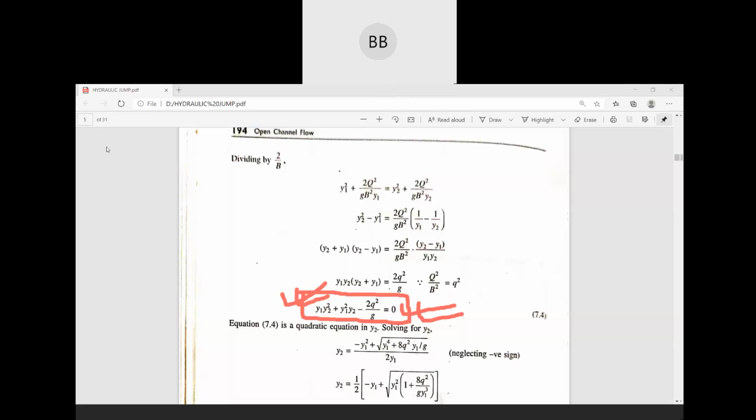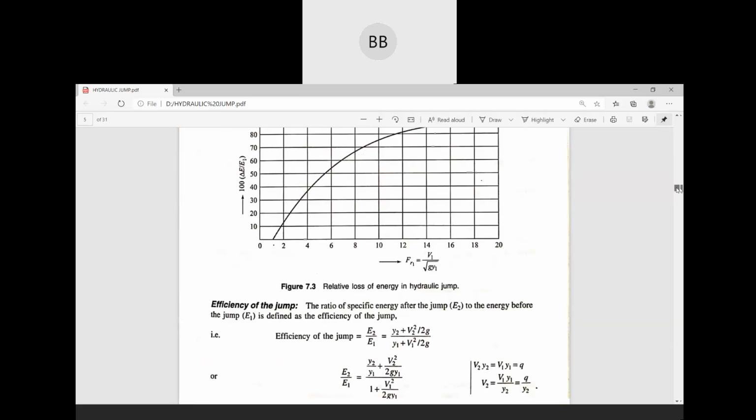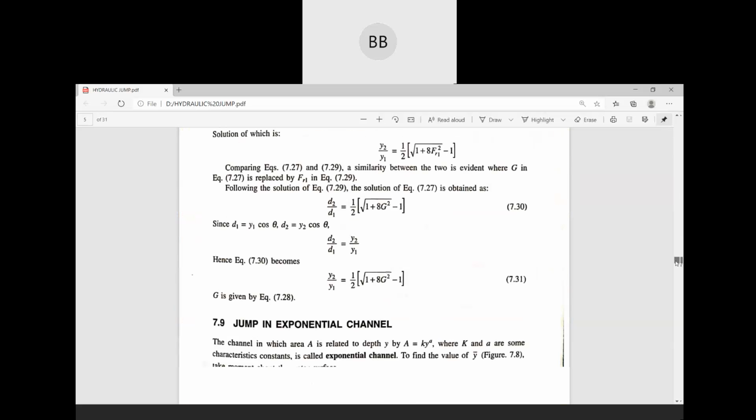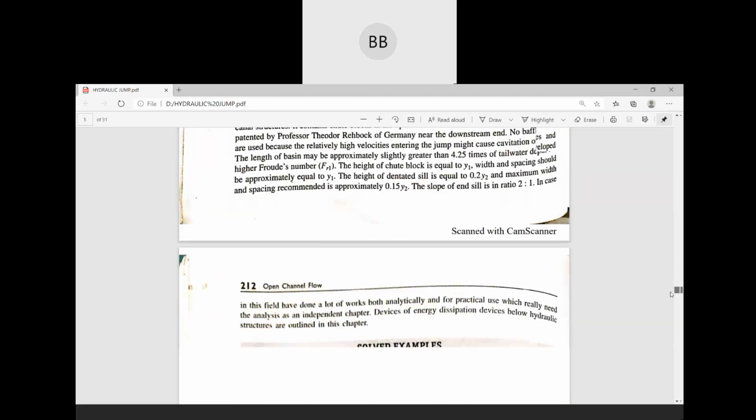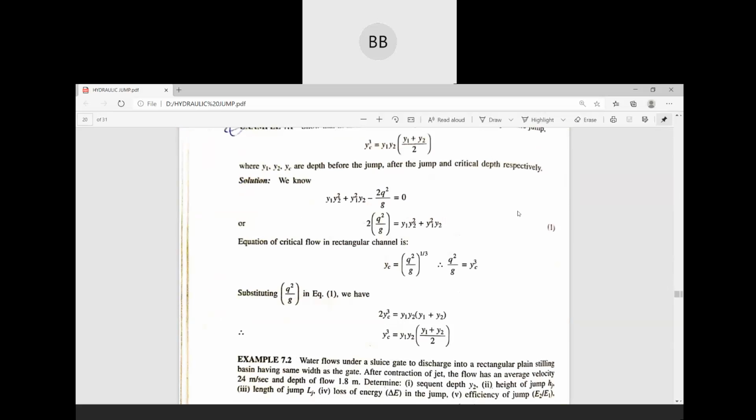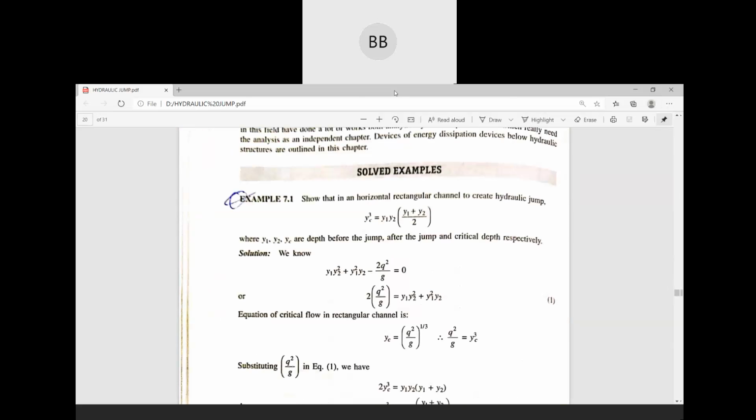Okay. So we will go back to the numerical and we are using this equation 7.4 to solve the numerical. Here we use this expression, the same expression. Then we see we have to bring yc here because we have to prove yc cube is equal to y1 y2 into y1 plus y2 divided by 2.